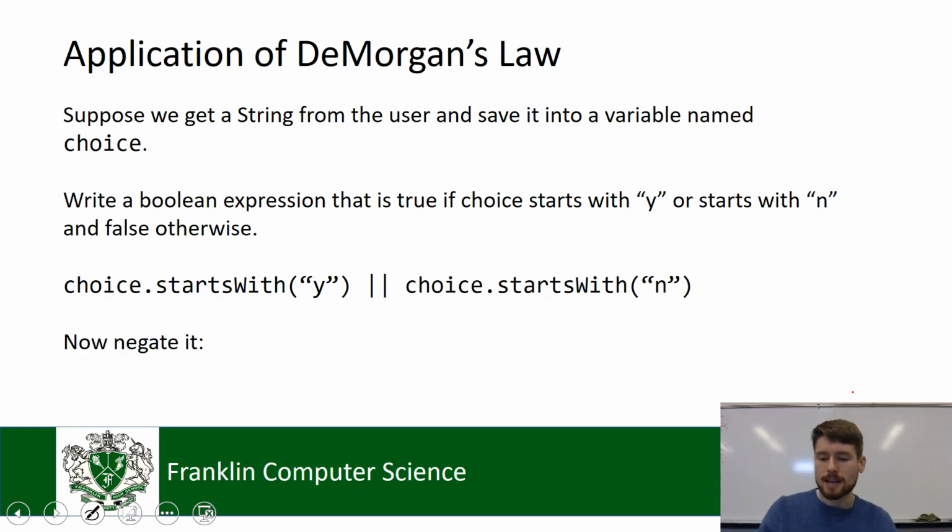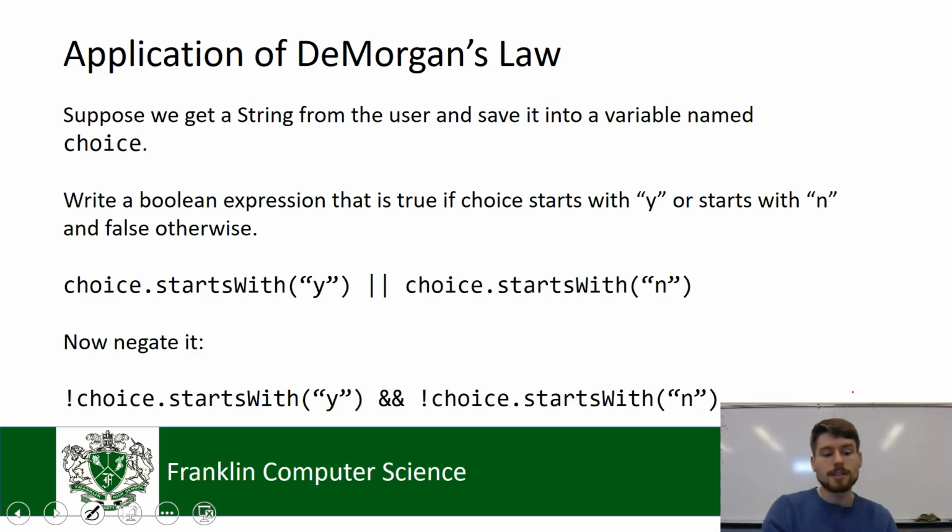Okay, so now negate it. So go ahead and use your De Morgan's law to negate this statement, so that instead of choice starts with Y or starts with N being true, you want it to be true if it doesn't start with Y or N. Okay? So what would that look like? And simplify your expression, so there's no parentheses. Okay, so the answer is: not choice starts with Y and not choice starts with N. So this would be true if the string doesn't start with Y and it doesn't start with N.